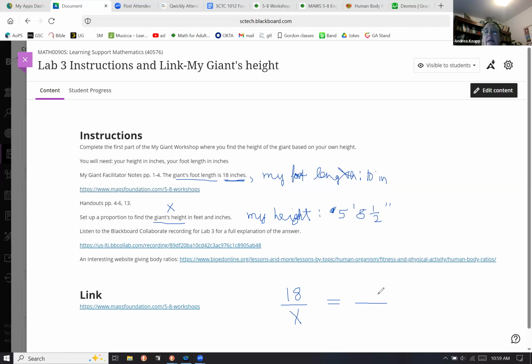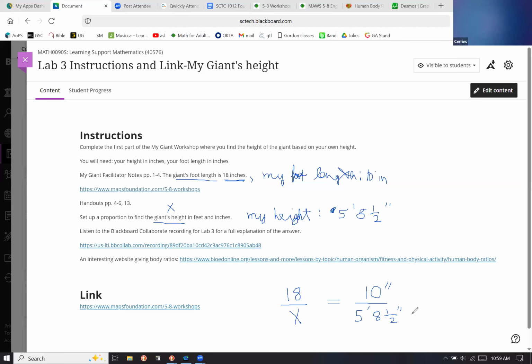Now we'll do my foot length to my height. So what's my foot length? It was 10 inches. And what was my height? 5'8.5". Okay, so we have 18 inches to the giant's height equals 10 inches for my foot length to 5'8.5" for my height.